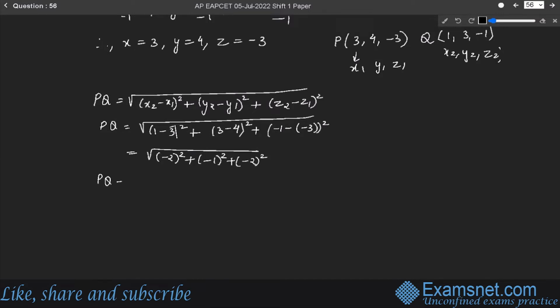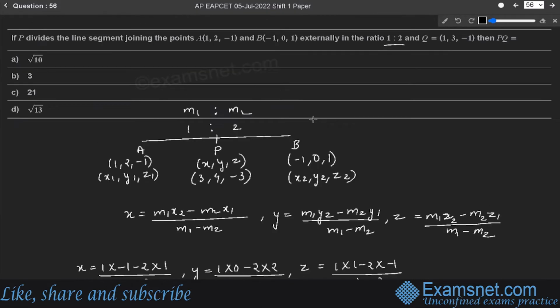So PQ will be equal to the square root of 4 plus 1 plus 4, which is equal to the square root of 9, and the square root of 9 is equal to 3. Therefore, the value of PQ is 3. So we can say that the correct option is option number B here.